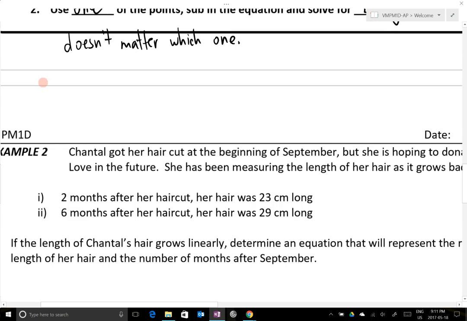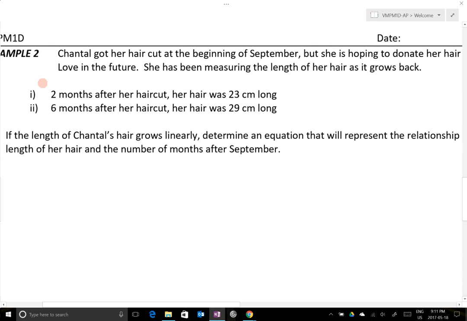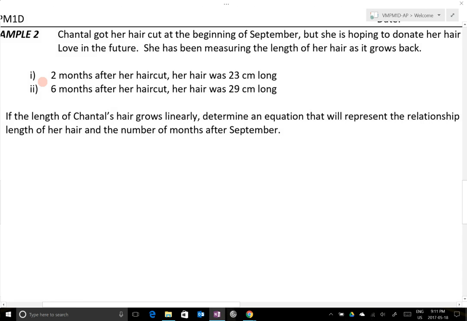Okay, let's look at an application problem. Chantal got her hair cut at the beginning of September, but she's hoping to donate her hair to Locks of Love in the future. She has been measuring the length of her hair as it grows back. 2 months after her haircut, her hair was 23 centimeters long. So as a coordinate, I could write it as 2, 23. 6 months after her haircut, her hair was 29 centimeters long. As a coordinate, it would be 6, 29.